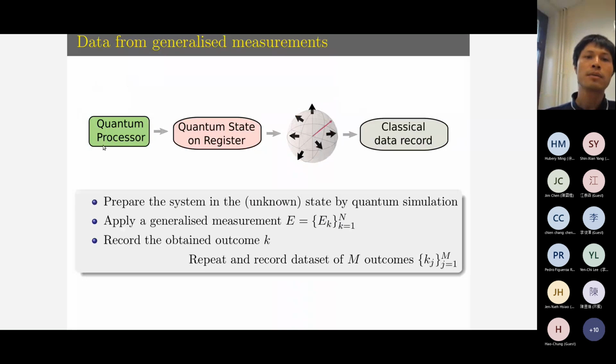So what do we do? First, you have a quantum processor. You have to prepare the quantum state of the system on the register. Any time you have to do this, and then we make a generalized measurement, a single one, on the system, and you record the outcome corresponding to it. So this is the effect E_k, and then you record the outcome k. You repeat this m times. You record all of these outcomes k_j for each of the times you repeat it, and then you store the data. This is very similar to before, apart from the fact that you don't do randomization here, which is considered to be a way of simulating generalized measurement in any case.